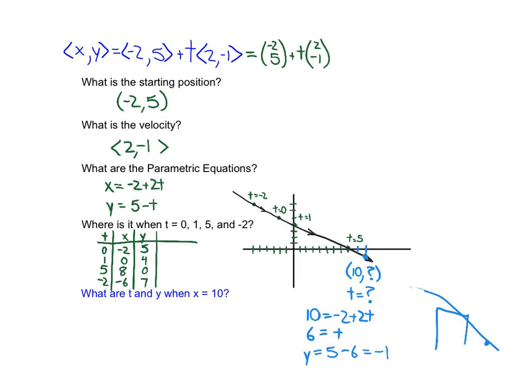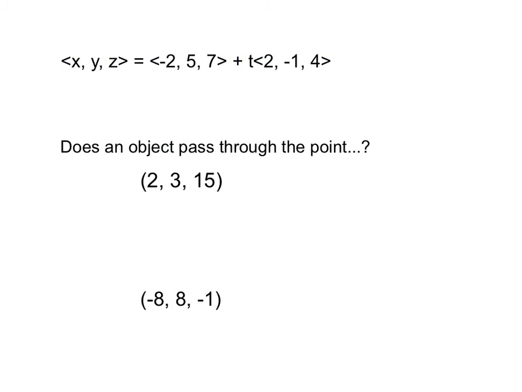So, all right. Okay, one last problem, and then we're going to go ahead and look at our topics here. Okay. So one of the questions that we have here is, does an object pass through a specific point? Okay. Now, as I look at this, again, I might want to rewrite this in a little different notation. So I have negative 2, 5, 7 plus t times 2, negative 1, 4.